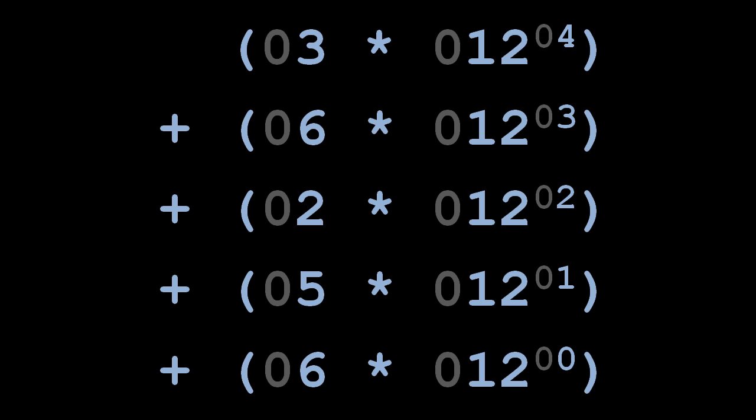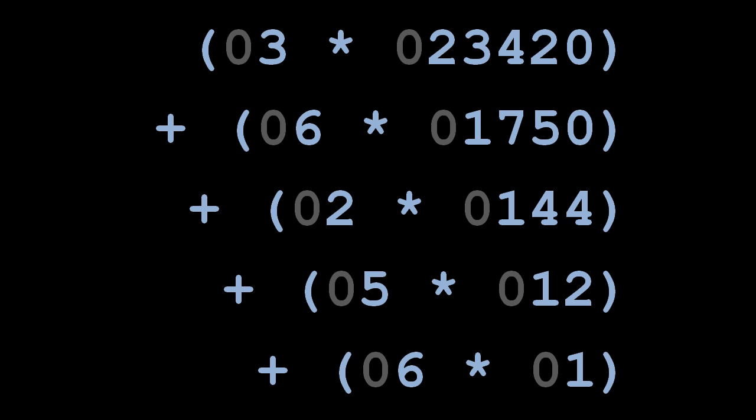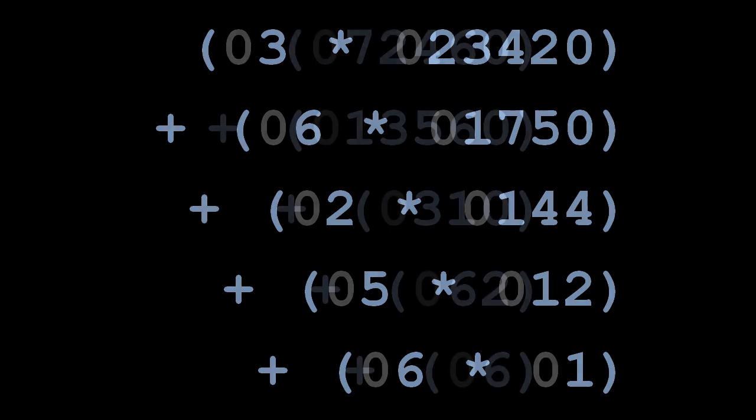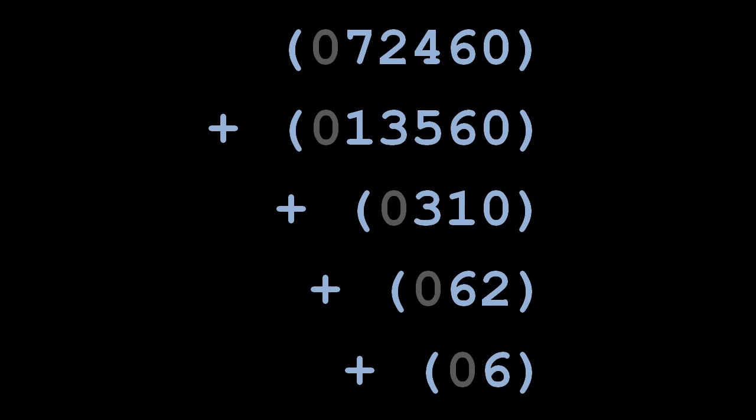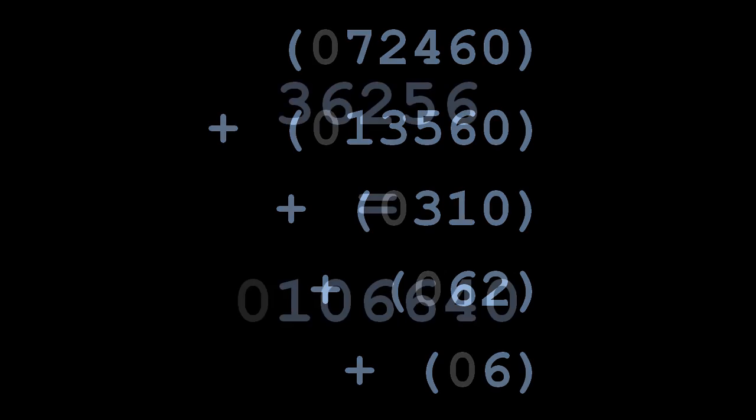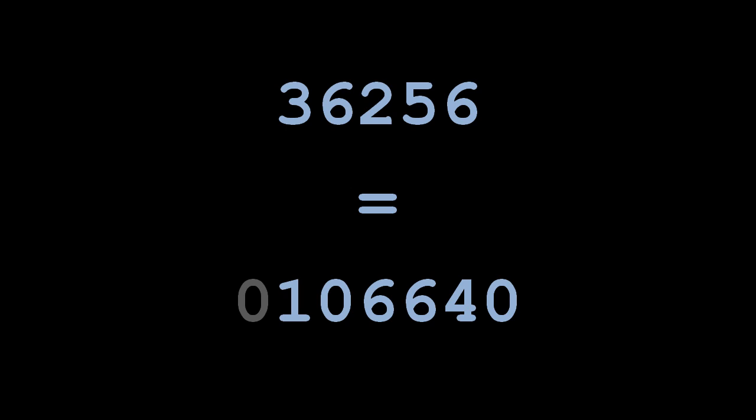Multiplication and addition work just the same in octal as in decimal, except you must keep in mind that 7 is the last numeral when carrying digits. I'll elide over the grunt work here. What we end up with is octal 3 times octal 23420 plus octal 6 times octal 1750 plus octal 2 times octal 144 plus octal 5 times octal 12 plus octal 6 times octal 1. After the multiplication, we have octal 72460 plus octal 13560 plus octal 310 plus octal 62 plus octal 6, which all adds up to octal 106640.